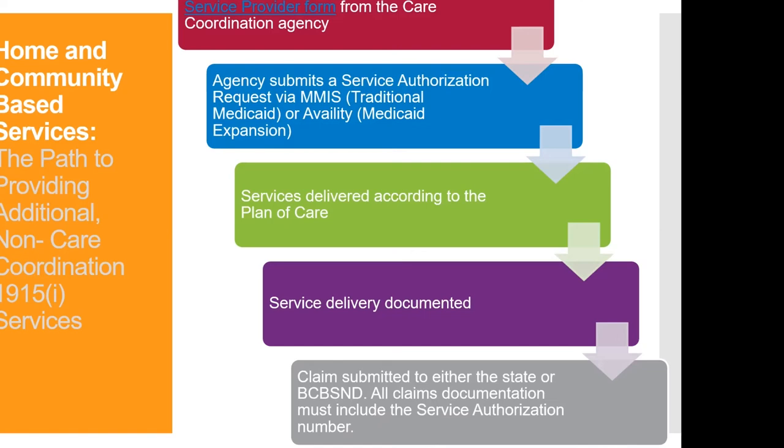That's a really important point. Really, really important point. So yes. So you've now got an authorization, your agency's enrolled, the people you're working with are eligible and enrolled, that you've got a plan of care, you're working from the plan of care, you're delivering the services according to the plan of care, you're documenting the services according to the plan of care under each authorization number, and then you can move on to claim submission.